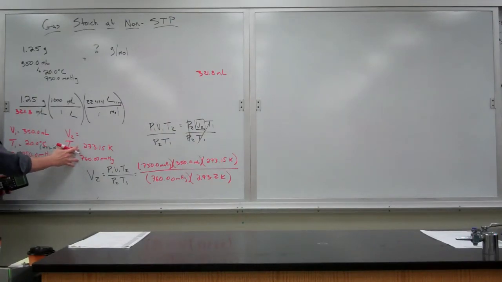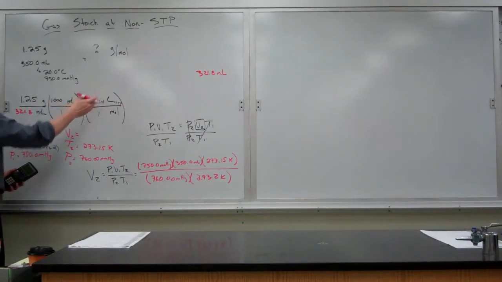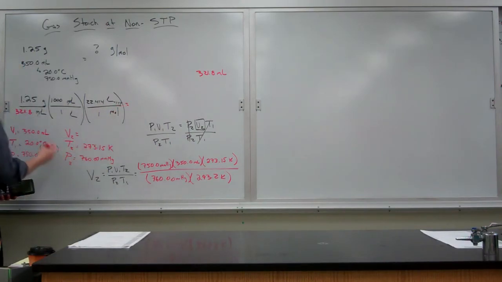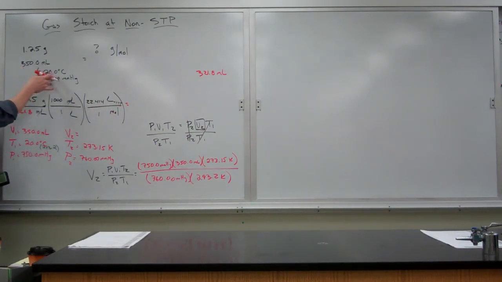We are at standard temperature pressure. That's what we needed to use the 22.414. So now 350 milliliters at this condition only take up 321 mils at STP. We can plug in and finish our problem.